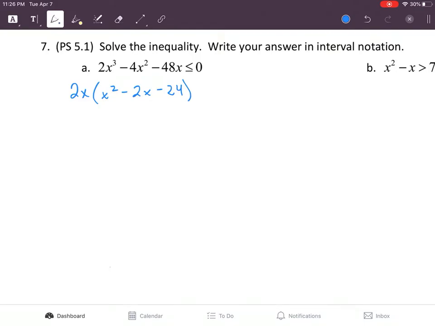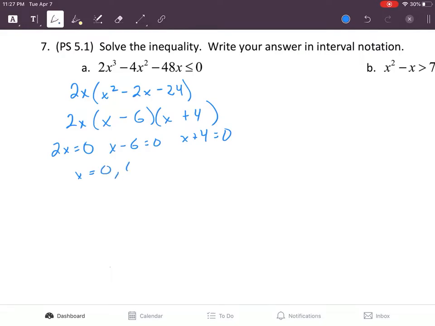From that quadratic, we've got to factor it. So we're going to figure out what 2 factors multiply to give you -24 and add up to give you -2. That gives you -6 and +4. Don't forget the 2x on the front end because that's an important piece. Now that we've got it completely factored, we're going to set each one of the factors equal to 0. Solve for x. So x will equal 0, 6, and -4.